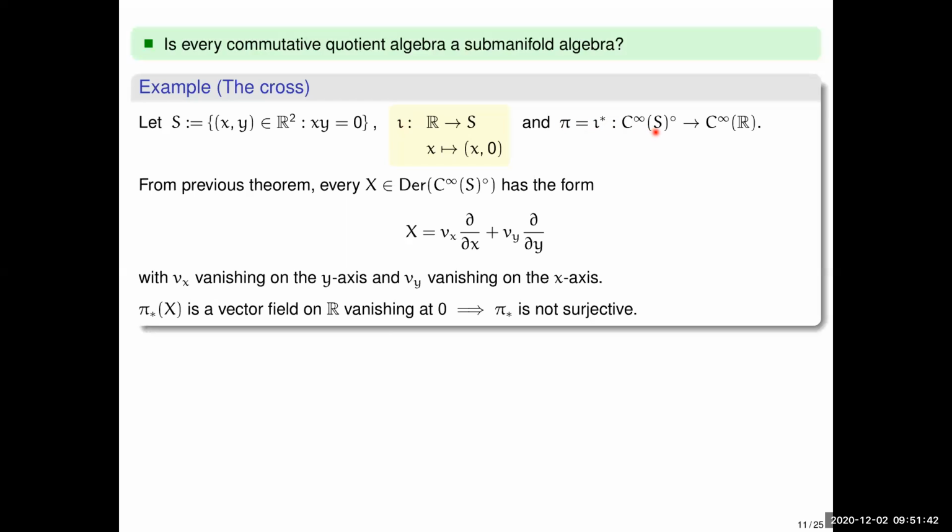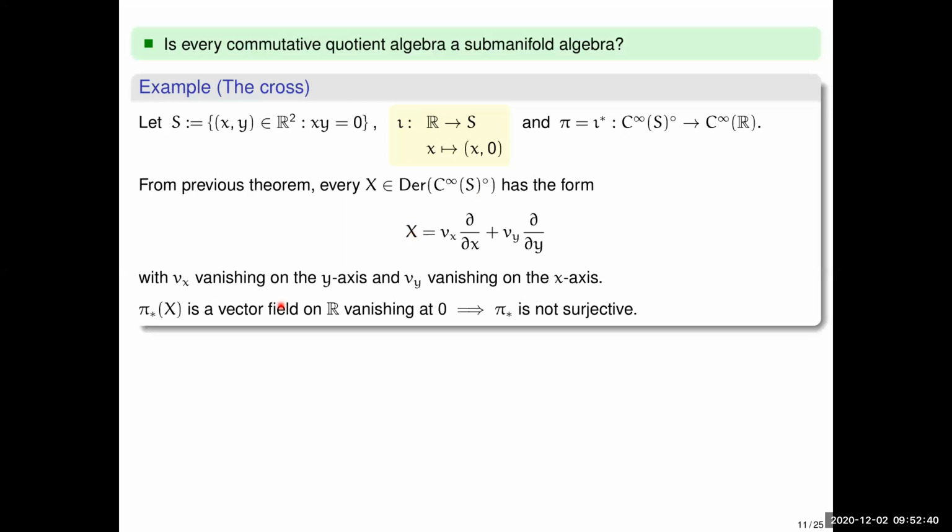So pi is a restriction of a smooth function on the cross to a smooth function on the horizontal axis. Then you can use the previous theorem. From the previous theorem, we know that every derivation of this algebra of smooth functions is the restriction of some vector field on R^2. And if you do the computation, you will find that this vector field should have components, the first one vanishing on the y-axis, so for x equal to 0, and the second one vanishing on the x-axis, so for y equal to 0. In particular, both components vanish at 0. So every derivation of these smooth functions on the cross is 0 at the origin, the double point, the tricky point, let's say, of this set.